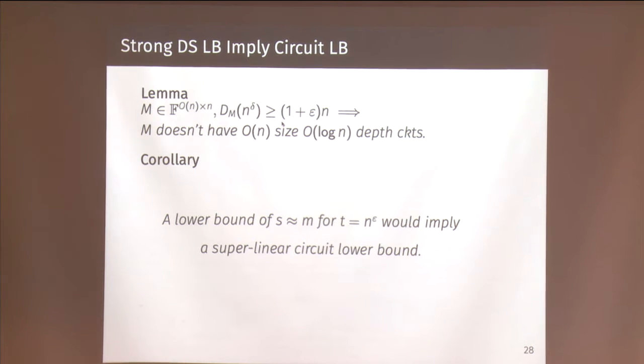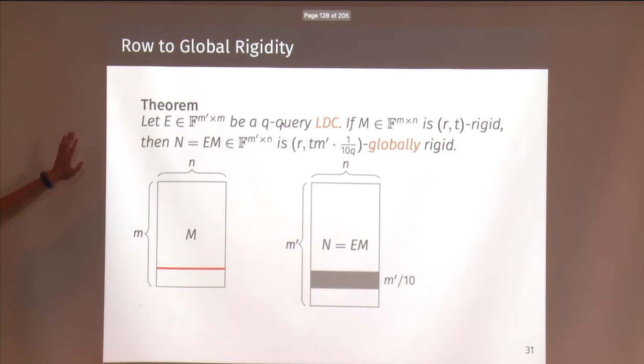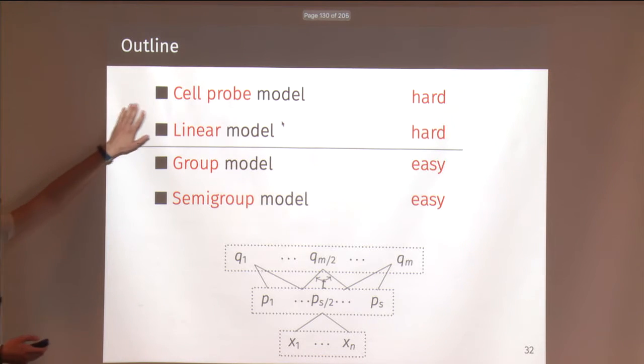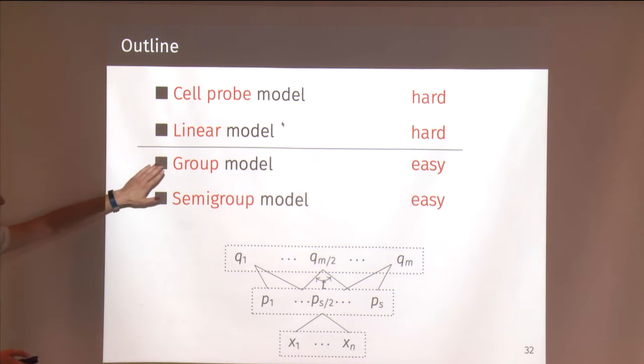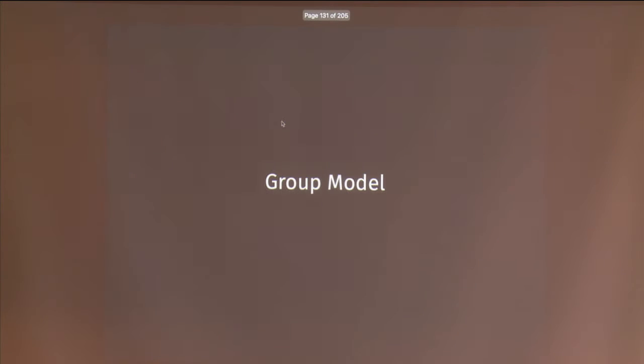So let's prove some lower bounds. Okay, so here is a plan. Now we kind of showed some barriers in these two models. Now we'll prove lower bound for the group model. It extends to semi-group model as well.